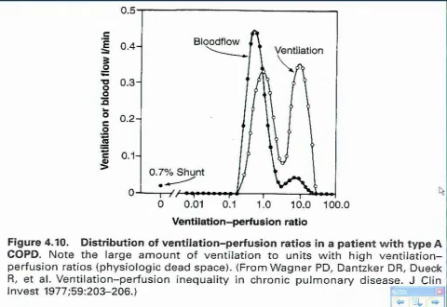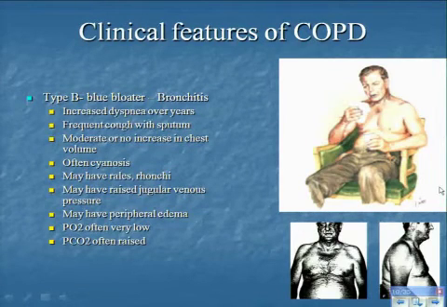In these people, you see more of a dead space issue. It's not really a shunt. In the blue bloaters, these people tend to be more overweight. Okay, this is more the bronchitic component, which is B with blue, with bronchitis. You get increased dyspnea over years.